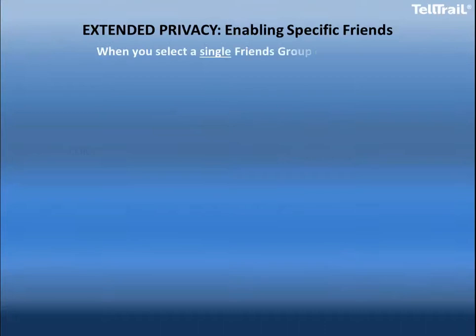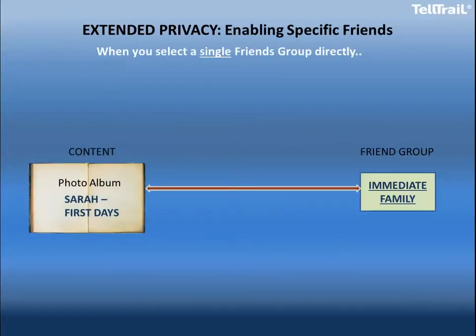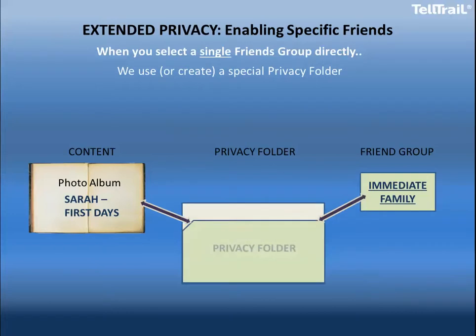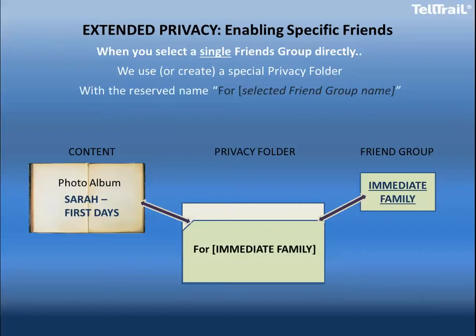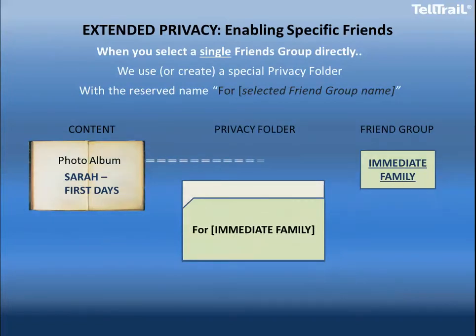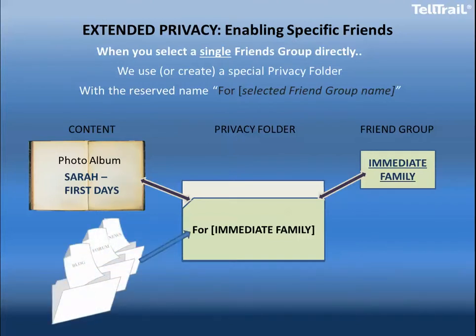When you nominate a single friend group for access to some content, what actually happens is that we create a special privacy folder for that purpose, which is automatically created with the name "for" and then the friend group name in square brackets. If this isn't the first time that friend group was singled out for content privacy authorization, then the special privacy folder will already exist and the new content will simply be added to it. In fact, as with any other privacy folder, you can add more of any type of content or photo albums into the folder, and all that stored content will be available to the friend group nominated.